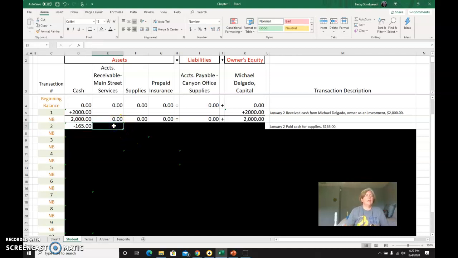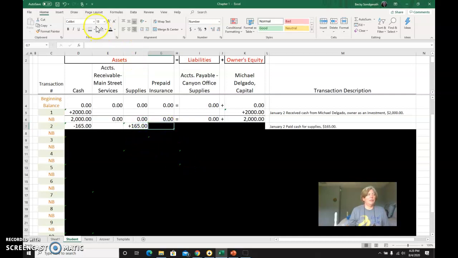The next account, accounts receivable. Nothing was on account, so it's not affected. Did anything happen to supplies? It says I paid cash for supplies, so yes, supplies is definitely affected. Supplies is classified as an asset. And then I need to know, is it going up or down? Well, the business had no supplies, and now they just paid cash to get some. They got some, so it is going up. It is going up $165.